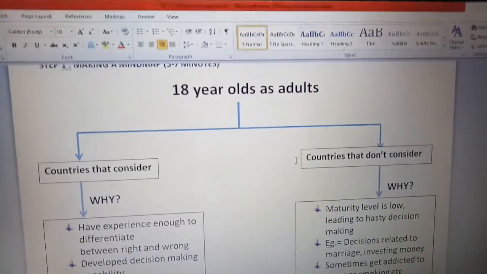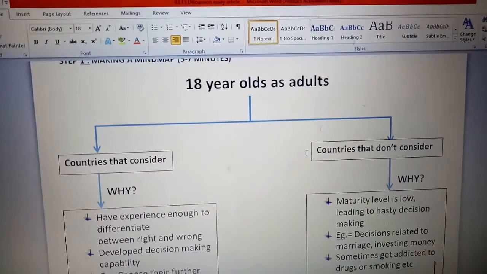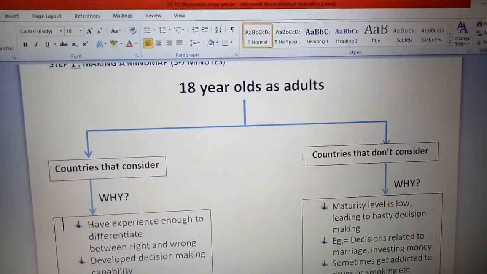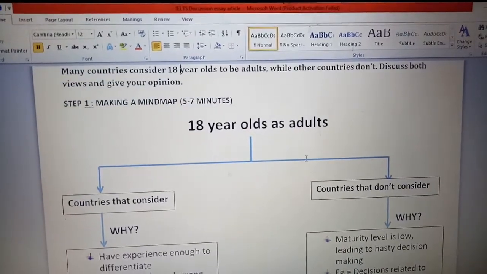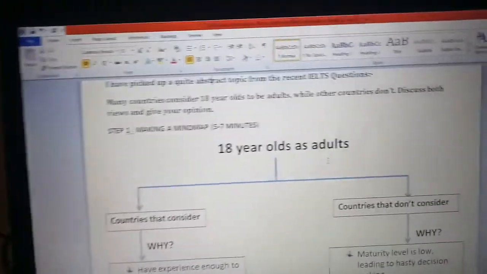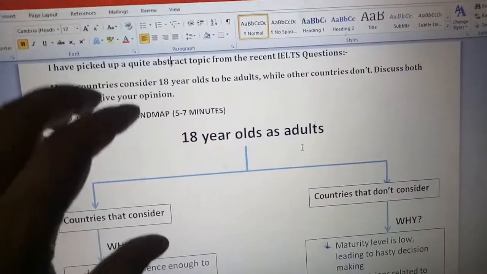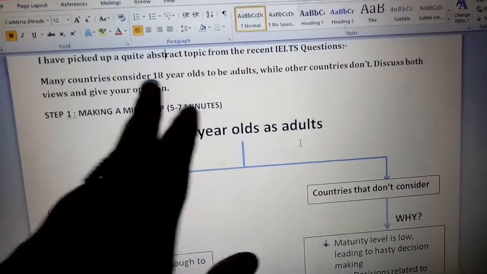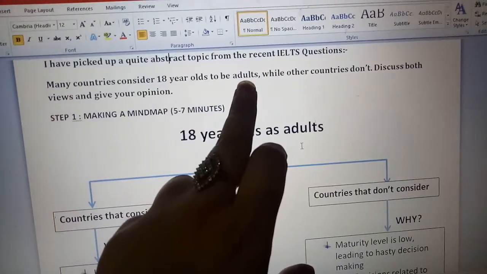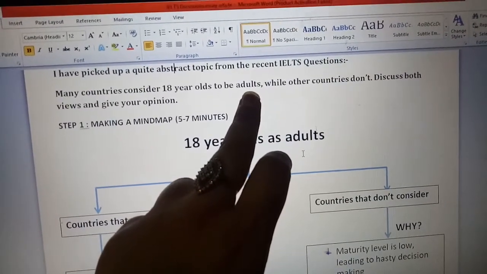See, there is a big reason that I have chosen this topic, because it is very confusing. I have seen students writing essays and giving the advantages and disadvantages of the consideration of 18-year-olds as adults, which will actually reduce the task response score.